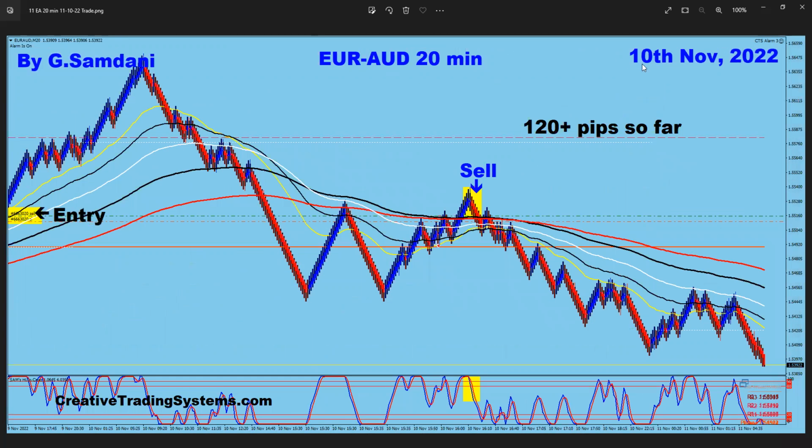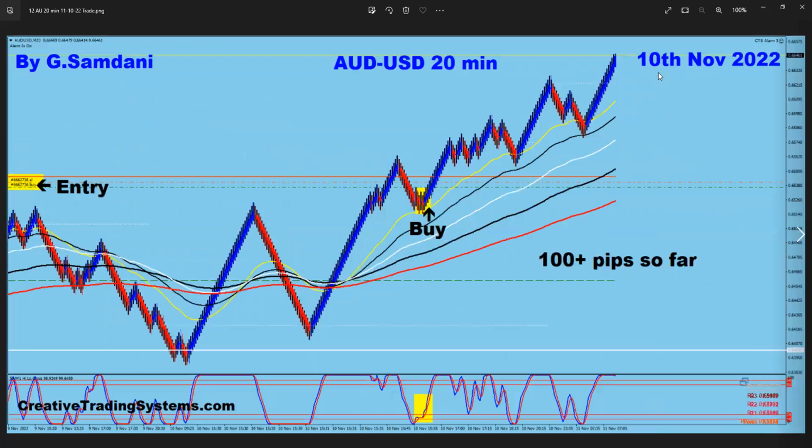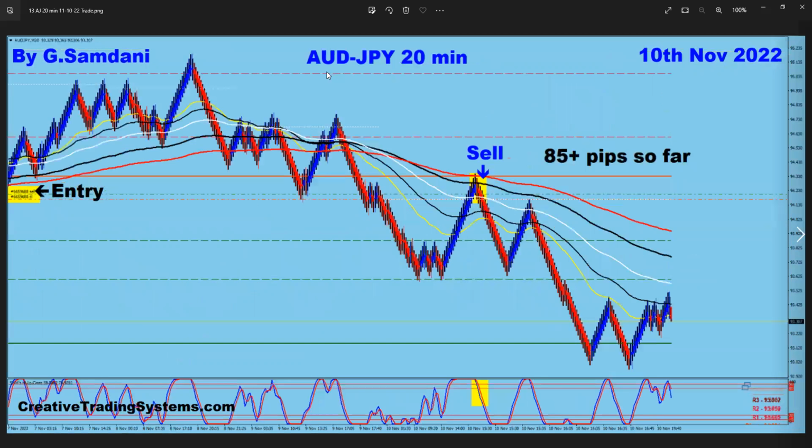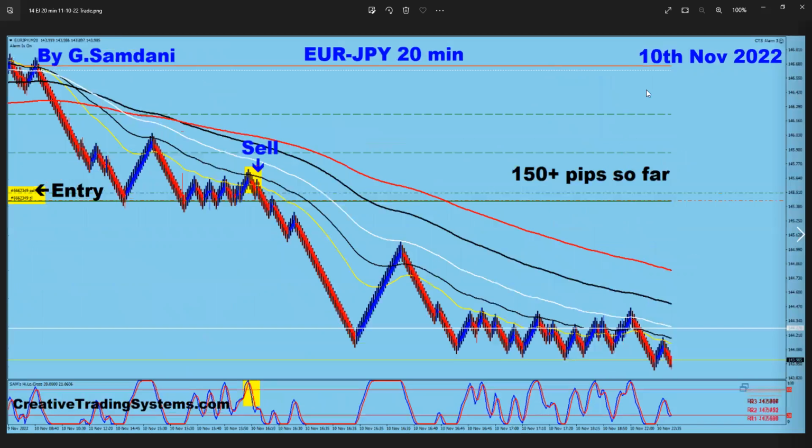EA again on the 10th. This is the sell order for 120 pip, and this is on the 10th. AU buy order right there, and it is for 100 pip. And on the 10th, AJ sell order for 85 pip. And here EJ on the 10th, you can see the trades.